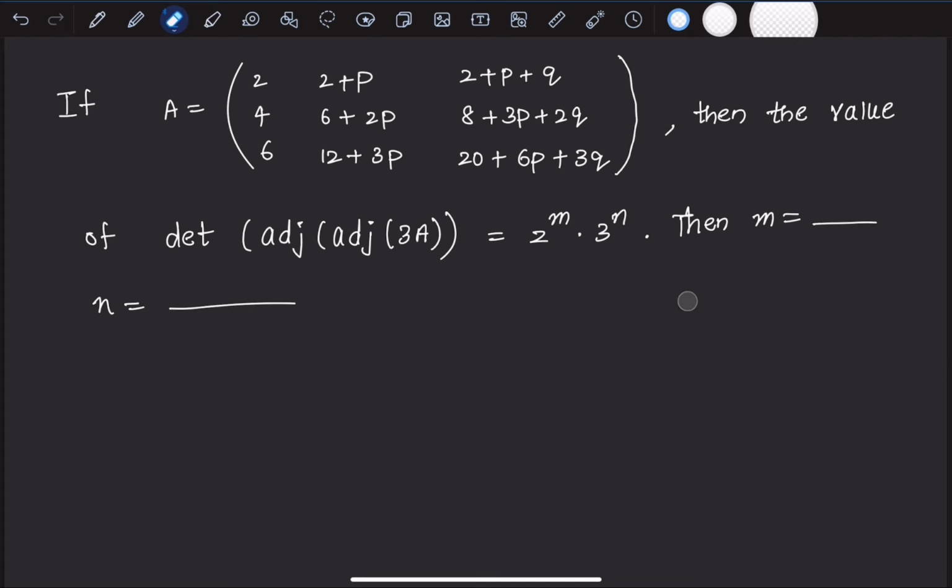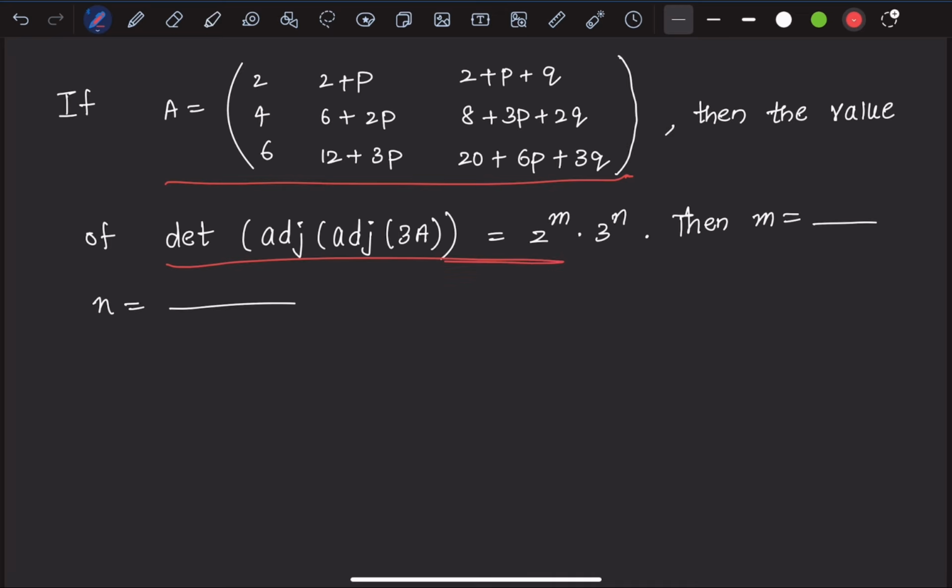So let us dive into the question and solve it. Let us not bother about this matrix at all. Let us start with this particular thing. We have to find out det of adjoint of 3A. All right, so we have a formula for adjoint of M.